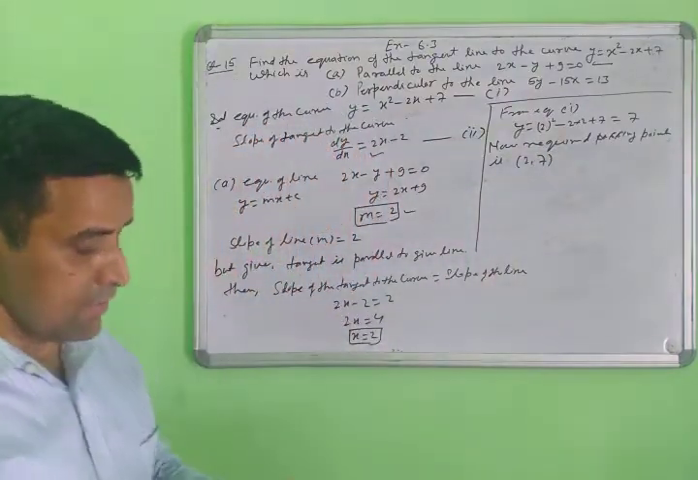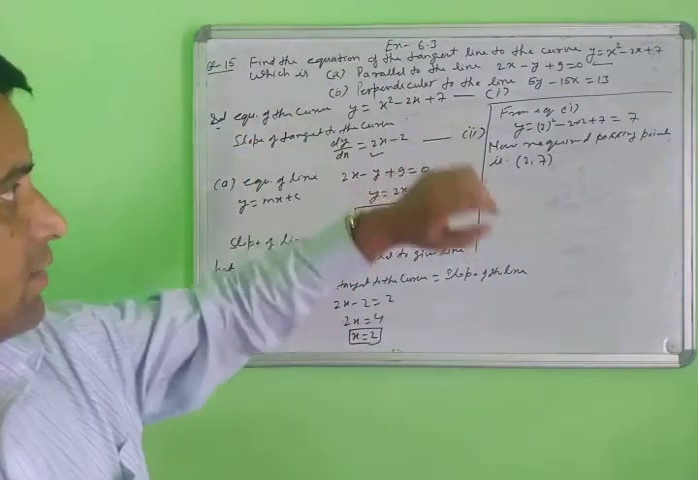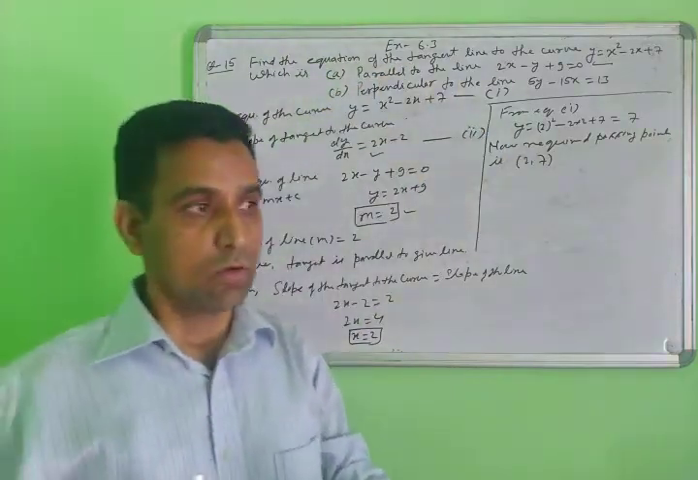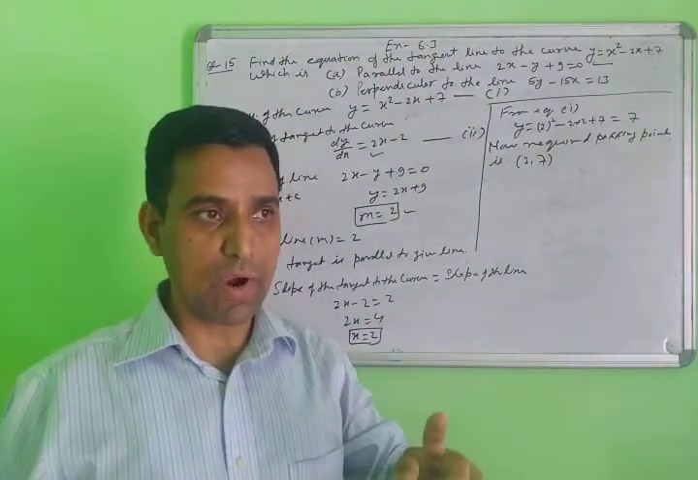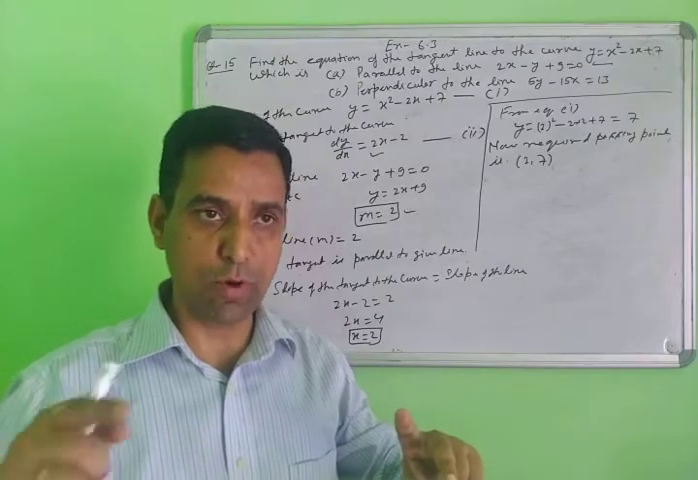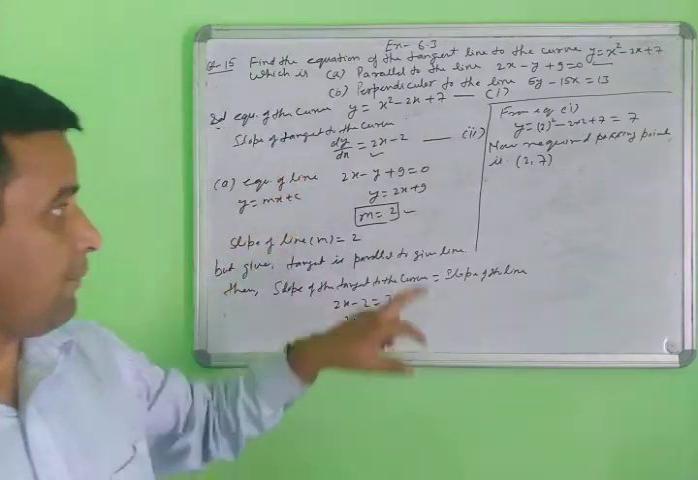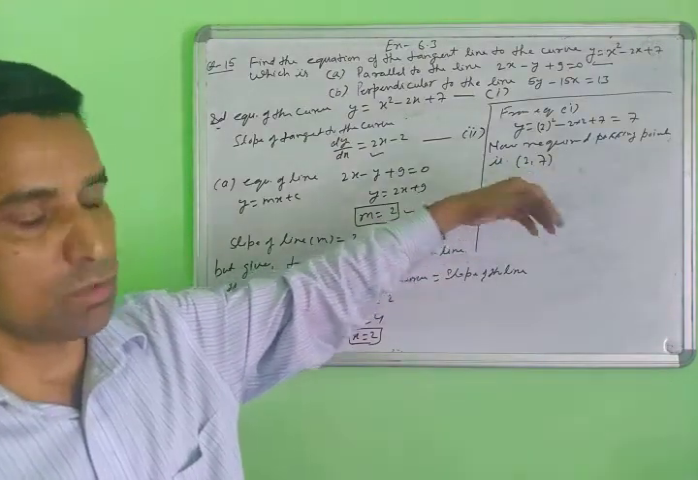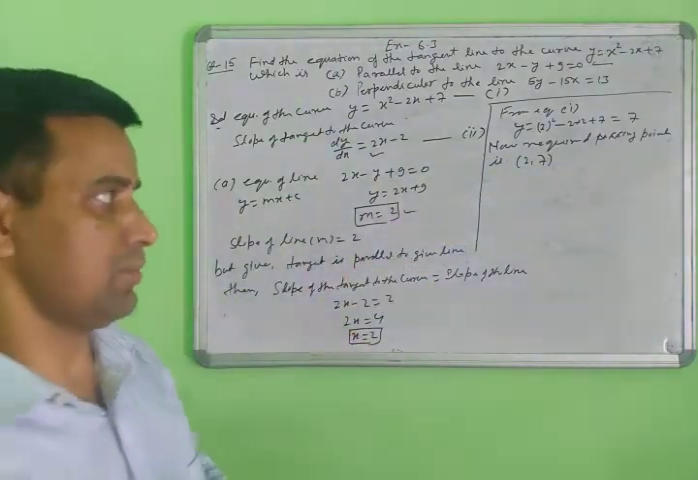Yes, notice here that you are finding the equation of the tangent. To find the equation of a tangent, you require the passing point and the slope of the line. You have the slope of the line and you have the passing point, so you can easily find the equation of the tangent.